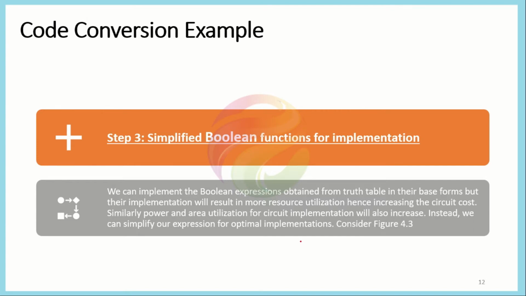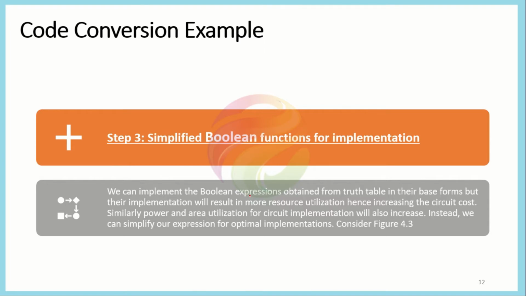Now we will need to represent the simplified Boolean functions. So how can we represent them? We can use the truth table, because from the truth table you have seen that we have a 4 input system and we are achieving 4 outputs.